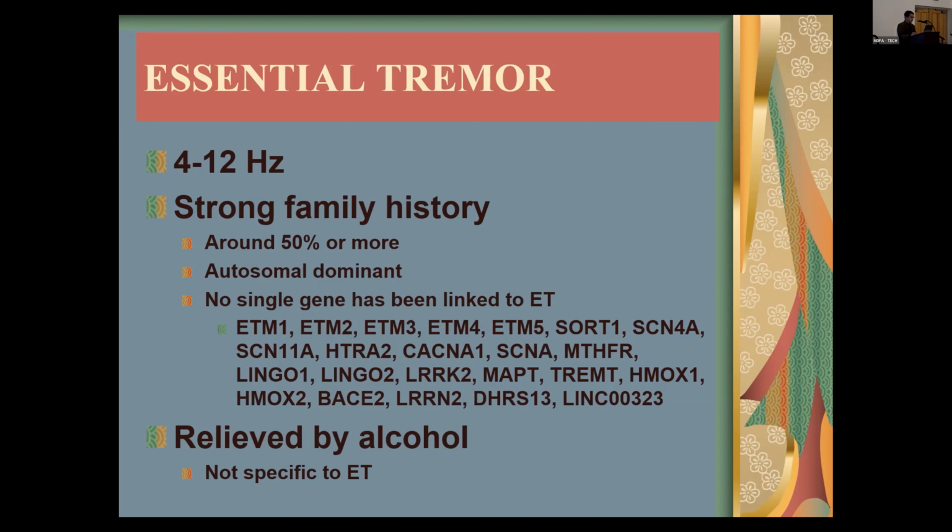And then there's no single gene that has been linked to ET. There are many genes that have been identified to cause or be associated with essential tremor. And classically, this kind of tremor was considered to be specific to alcohol, although we know for a fact that alcohol calms down any tremor, whether it be essential tremor, Parkinson's tremor, or dystonic tremor.